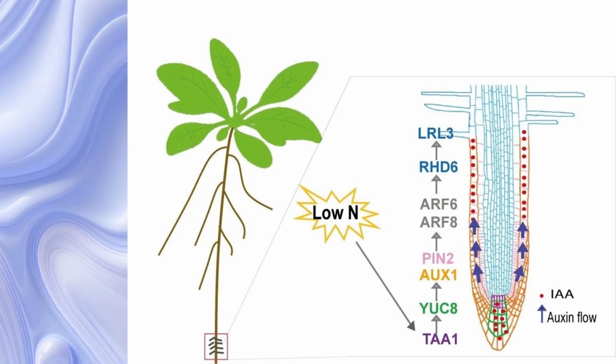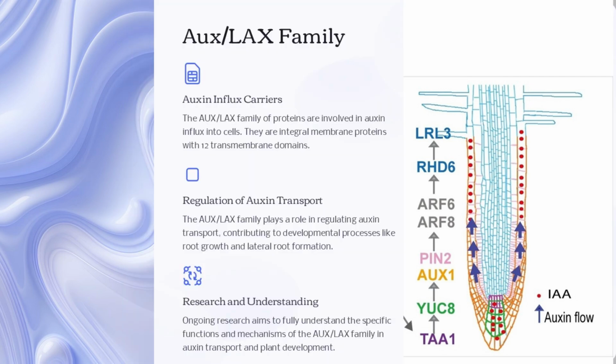The AUX/LAX family of proteins are involved in auxin influx into plant cells. They are integral membrane proteins with 12 transmembrane domains. This family plays an important role in regulating auxin transport, contributing to key developmental processes like root growth and lateral root formation. Ongoing research aims to fully understand the specific functions and mechanisms of the AUX/LAX family in auxin transport and overall plant development.